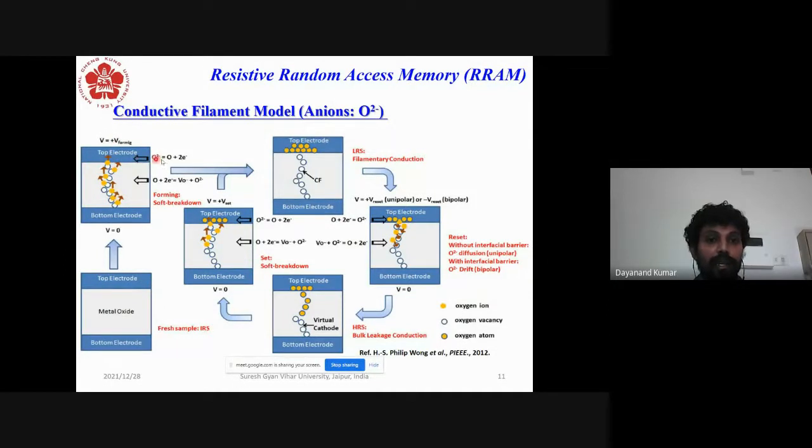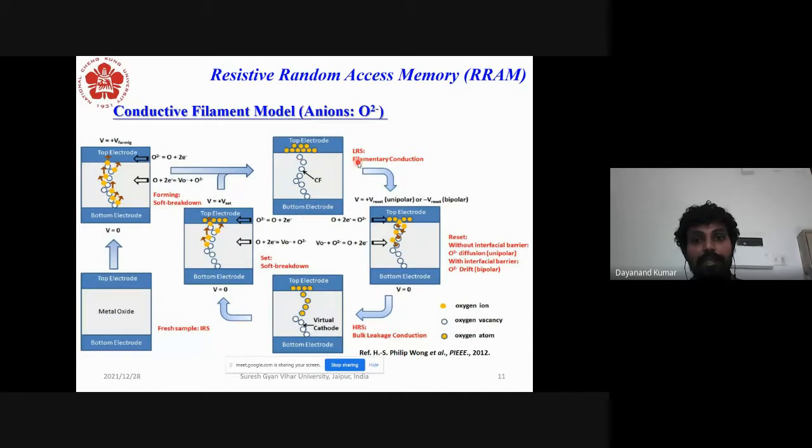Due to these reactions, the oxygen ions accumulate at the top electrode, and the conductive path is created. In this case, the device switches from the high resistance state to the low resistance state. It means you can say data is stored here between the two electrodes. So this is the mechanism.